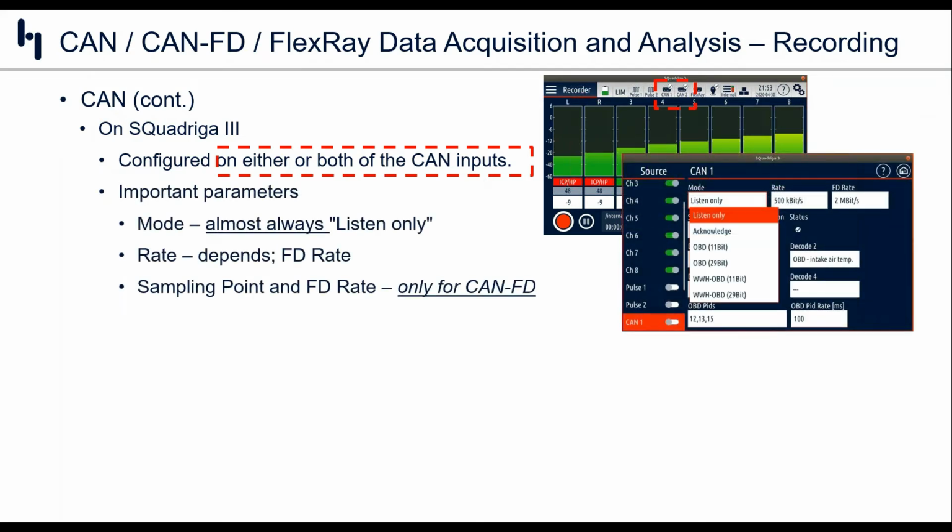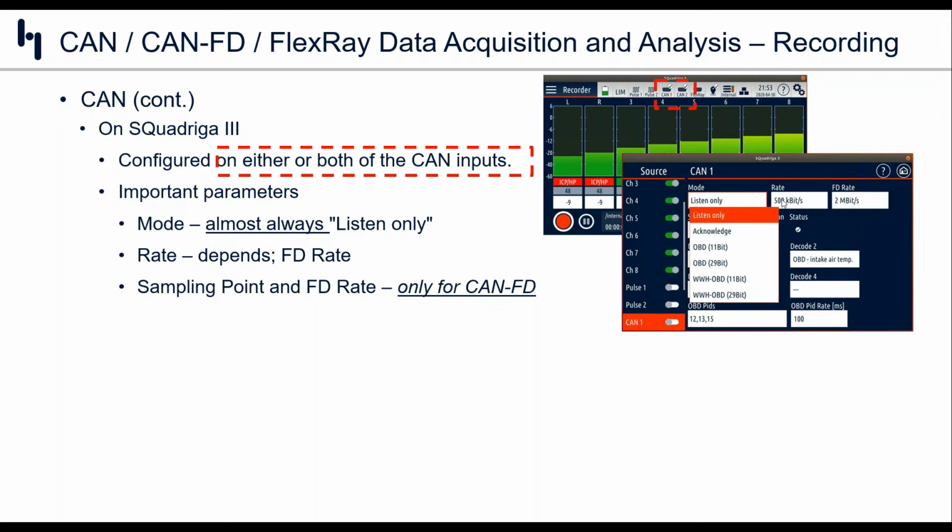So some important parameters: the mode, again, almost always listen only. Acknowledge starts the Squadriga 3 talking with the vehicle through the CAN bus, and as I mentioned before, a lot of that talking back and forth or that connection may interrupt other services on the CAN bus. So when in doubt, always start with listen only.